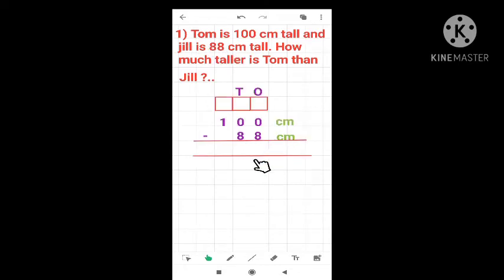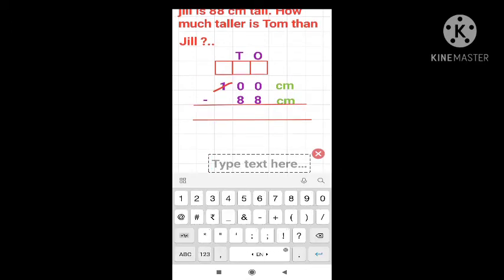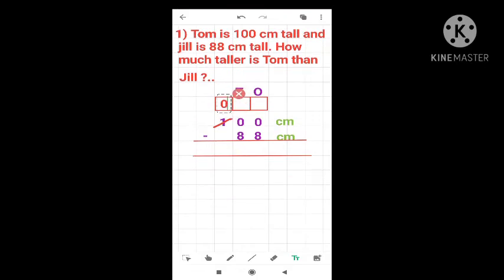Let's solve. Now we have to subtract 88 centimeter from 100 centimeter. But look, the number on the bottom is greater than the number on the top. It means here we need to borrow a number from its neighboring place. But look, here we have 0. So first we have to borrow a number for this from its neighboring place, that is from 1. So when we borrow a number, here we are left with 0.